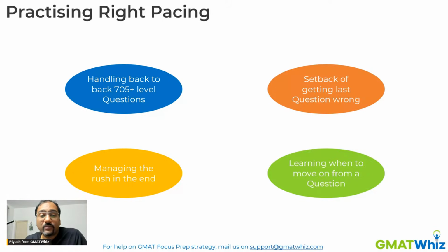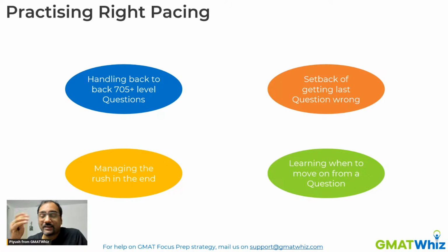So in quant and verbal, we recommend that in the last 10 minutes, divide it by 2. That is the number of questions. Divide the remaining time by 2. 10 minutes, 5 questions. That's it. In DI, in the last 12 minutes, possibly you can do 4 questions. Divide by 3, not by 2. That's the more realistic thing in DI.